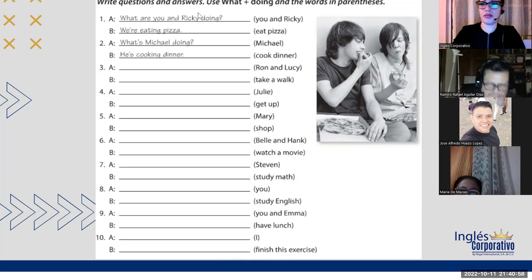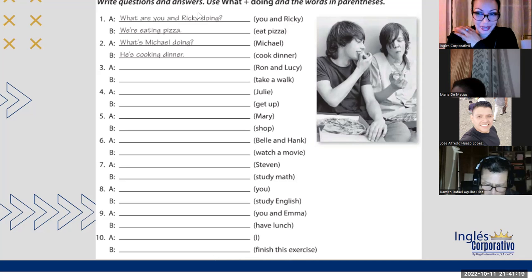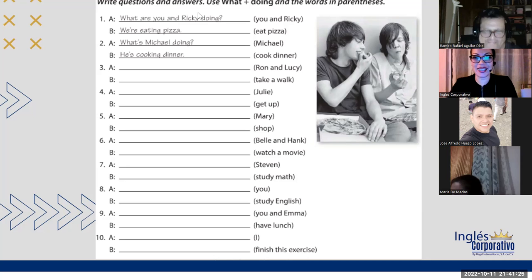Okay, number three. What are Ron and Lucy doing? They are taking a walk. Excellent. Thank you so much.